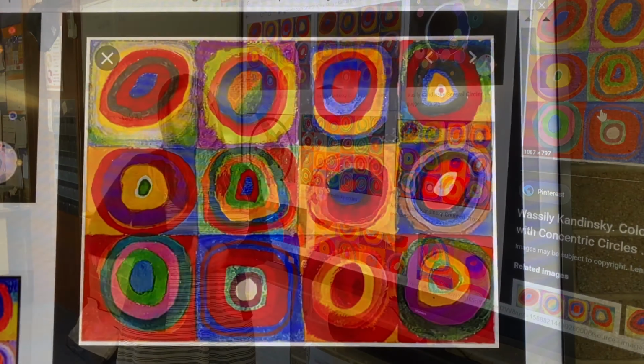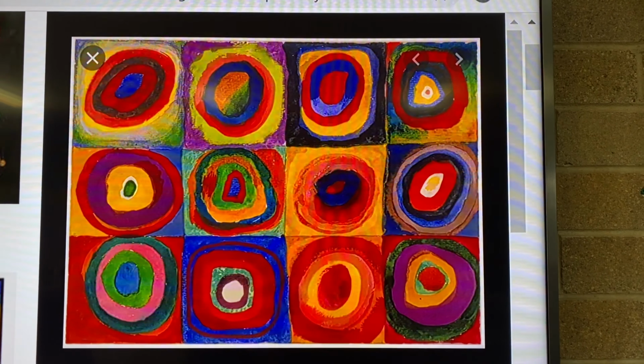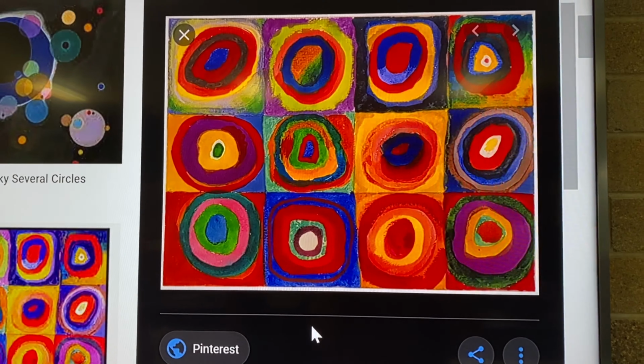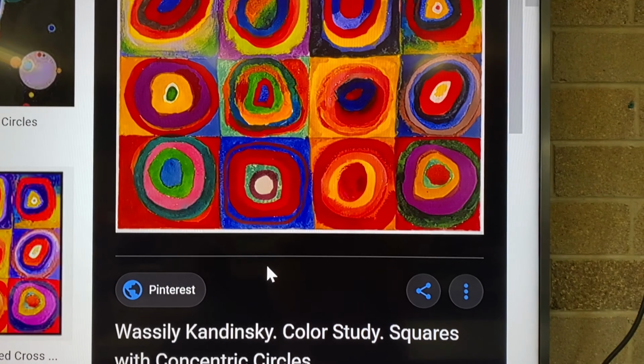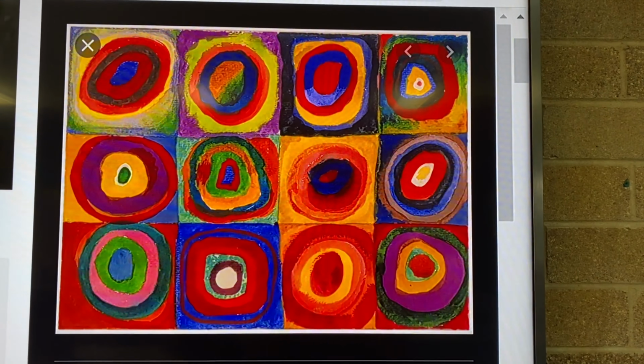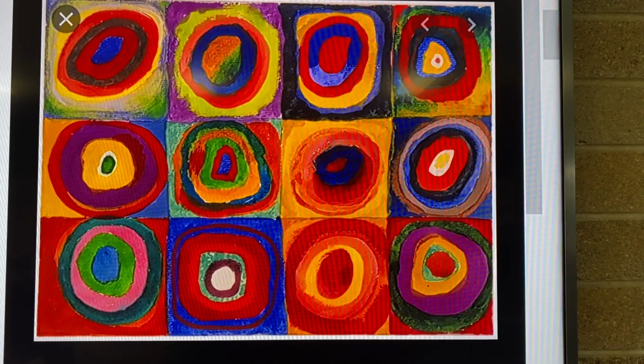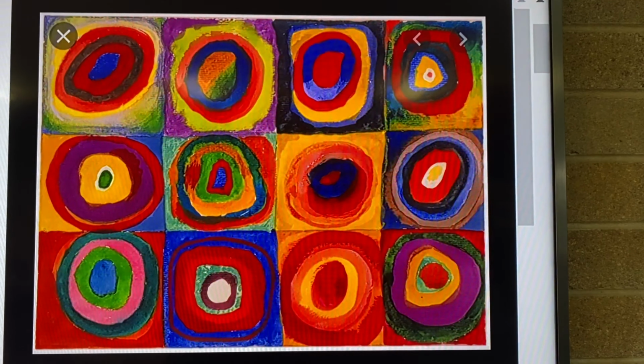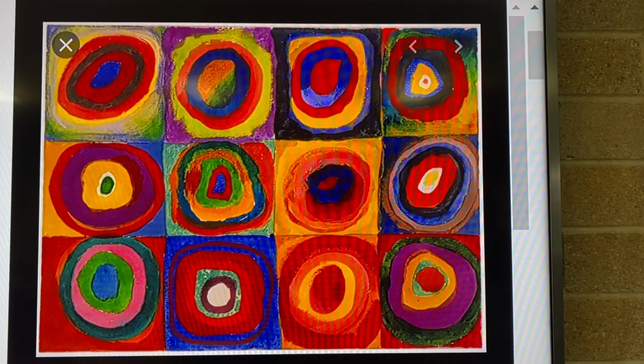So stay tuned. So here is the original Wassily Kandinsky, and it's a colour study of squares with some concentric circles. Now, concentric just means that they are circles that share the same centre. So this actually wasn't done by students. This is actually a famous artwork.